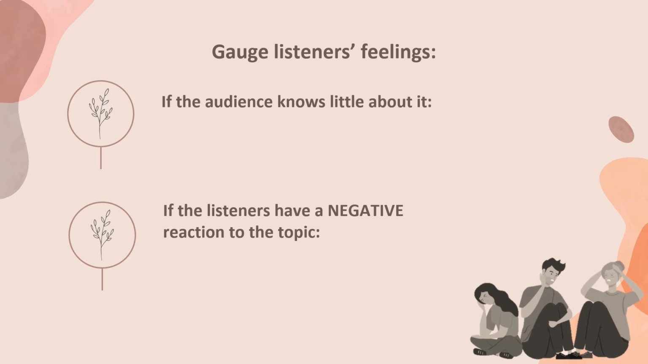Now let's talk about gauging your listeners' feelings if they know little about the topic. So what do you do? You give them the basics and then you add background information. So give them the knowledge that they already know and then give them supplementary or additional information. Secondly, avoid jargon or technical terms, especially if you are talking to an audience who is not connected to what you specialize in or to a topic they're not familiar with. Try to avoid terms that they will not understand. Instead, keep it simple and easy to understand.